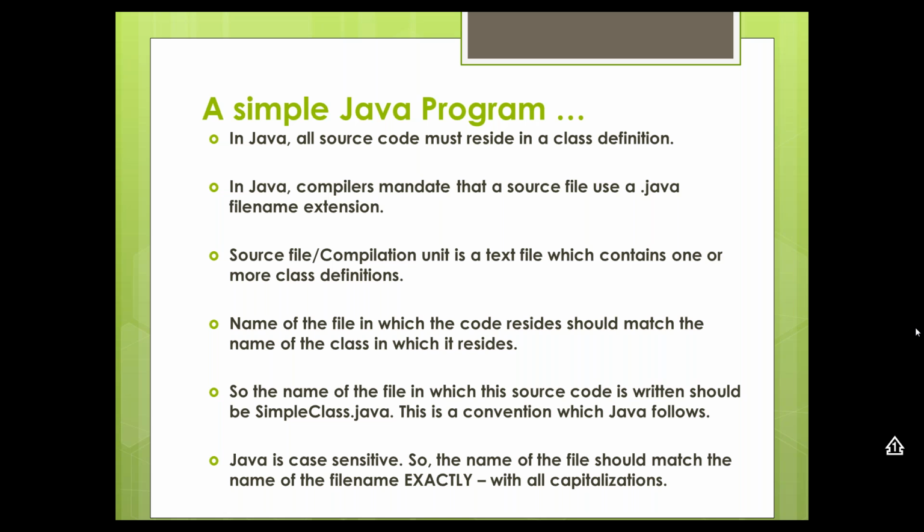Can we write two public classes in a file? Normally what we follow is one public class per file. That is what is followed throughout. But we can have multiple. What are methods? We will see what methods are. Let's move on to the next slide.